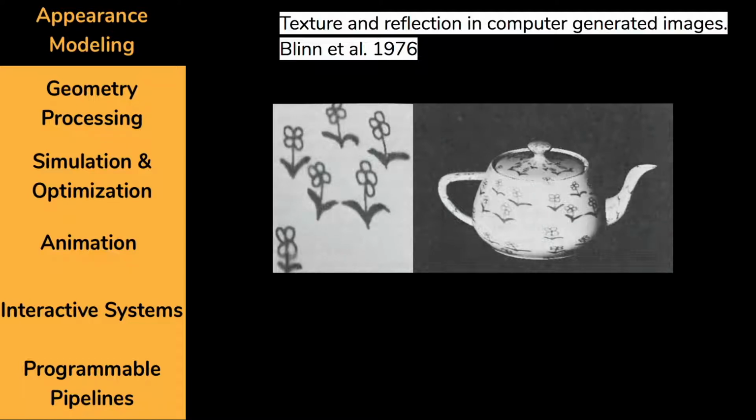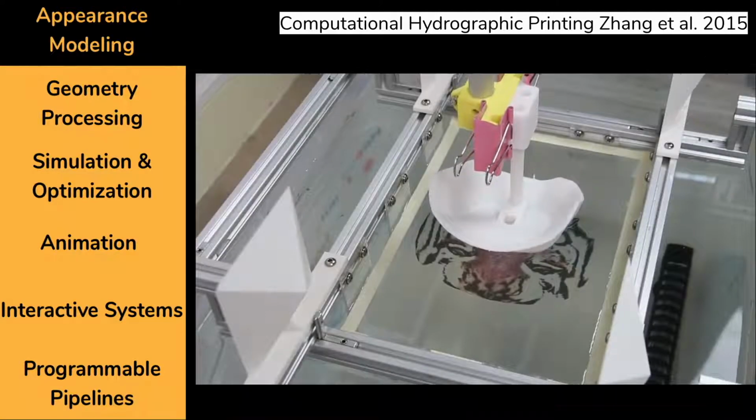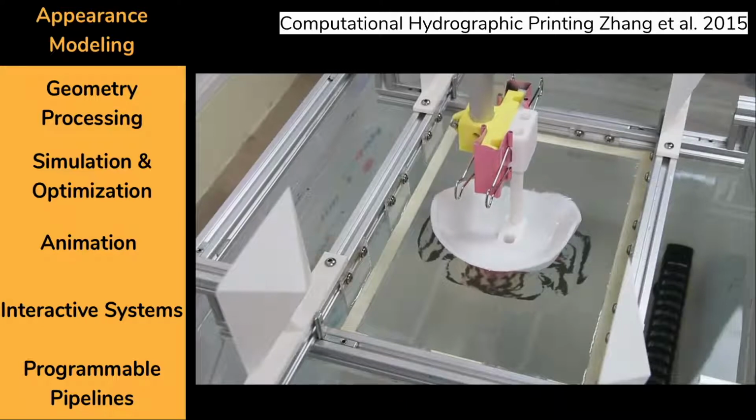Texture mapping is a fairly common technique in graphics, introduced in the early 70s, used as a way to throw pictures onto meshes to make them look more realistic. And with 3D printing, we again see something like this, where texture mapping is being done in the real world, here with computational hydrographic printing.